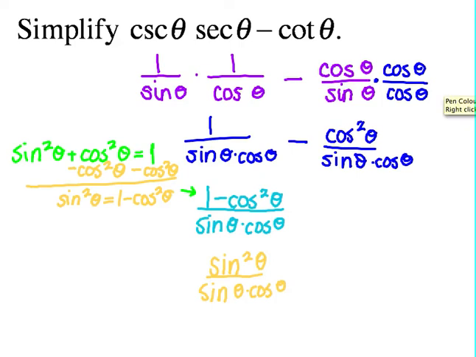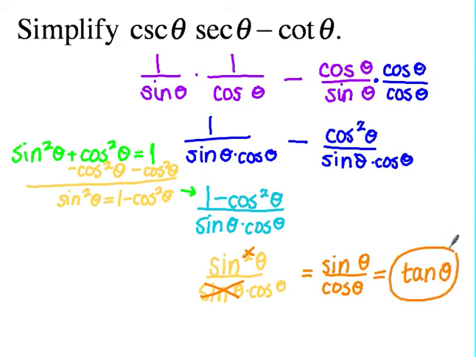What do you know about each of the top and the bottom now? They each have a sine. So what can you do? Cancel. So what does that leave me with? Sine over cosine, but I know that sine over cosine is nothing more than tangent. So this whole thing right here is equivalent to the tangent of theta. So what's going to happen is when you go through these, you're going to be able to simplify down to one trig function.